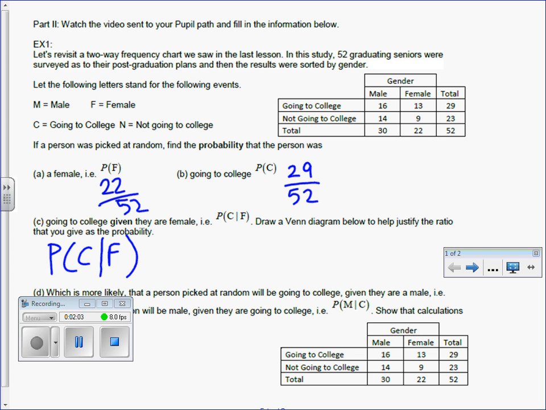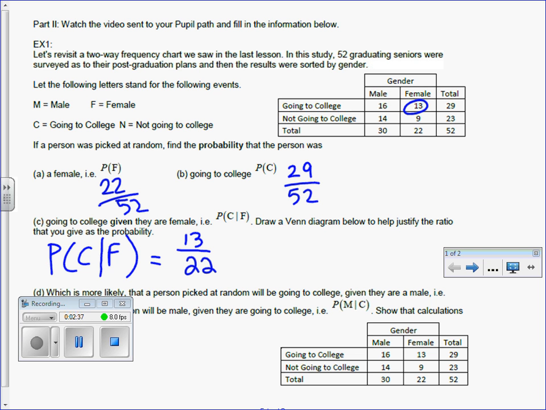Okay, well first let's just talk about this. Going to college, given that they are a female. So the probability we're finding is that they go to college. That's most important. But then it says given that they are a female. So we want to first look at how many females are going to college. So I see that's 13. And then we were only picking from the female category because it said given that they are a female. So the female category has a total of 22 people in it.